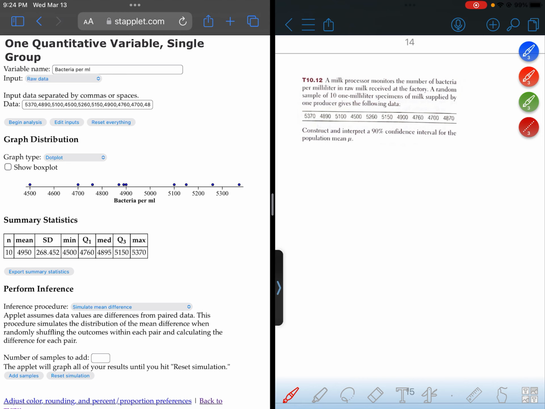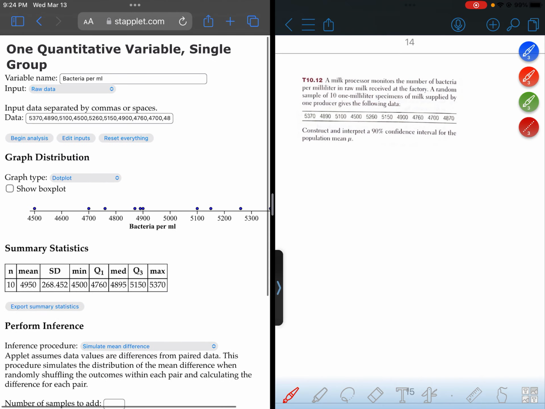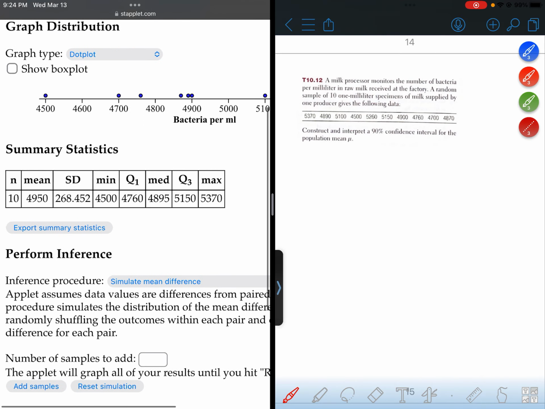Prior to starting this recording, I went over to Statkey and I entered in the values here and ran the analysis, and I got the following things, which I'm now going to record in my solution. The sample mean x bar is 4,950 with a standard deviation of 268.452 and a sample size of 10.